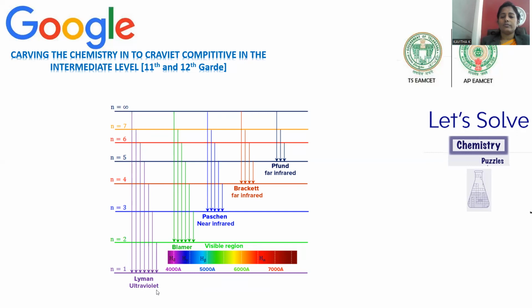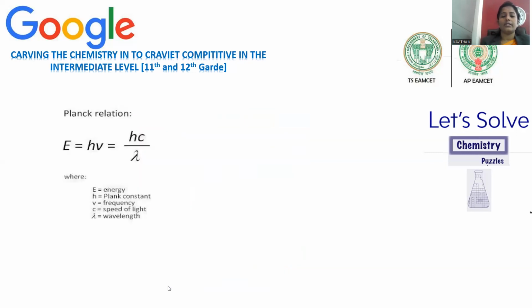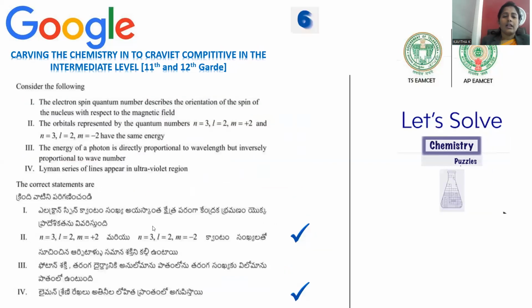The thing we need to understand here is that Lyman series occurs in the ultraviolet region. What they are saying is perfectly correct. So option 2 is correct, and option 4 is also correct. This is how the sixth question has multiple answers: second and fourth.